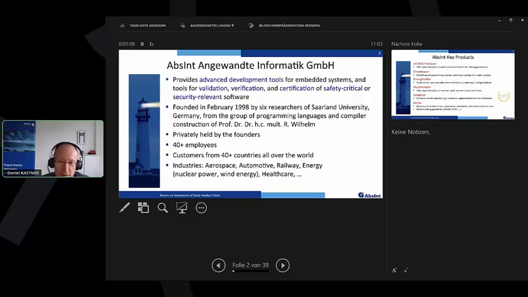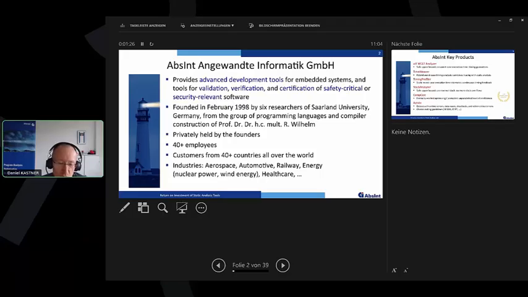So basically AbsInt provides development tools for embedded systems, and our focus really is on tools for verification, validation, and also certification of safety critical software, increasingly also for security relevant software. The company is now more than 25 years old.